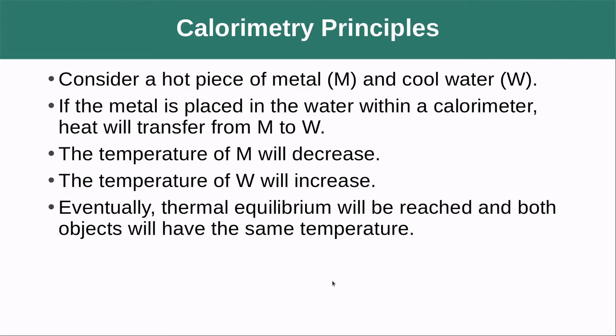So let's think about what's going to happen here with a basic example. Let's consider that we have a hot piece of metal, we're going to call it M, and cool water, W. If the metal is placed in the water within a calorimeter, so it's completely separated and isolated from the surroundings, heat's going to transfer from the metal to the water. The temperature of the metal will decrease, and the temperature of the water is going to increase. And then eventually they're going to come to thermal equilibrium, where they both have the same temperature.